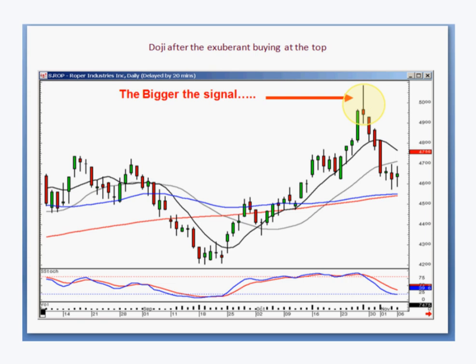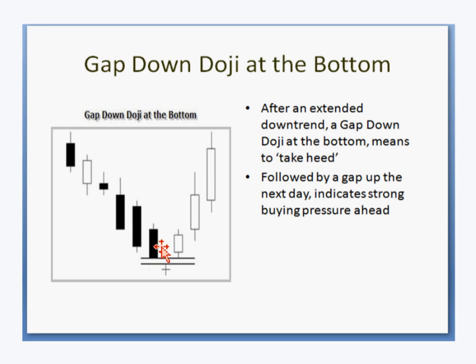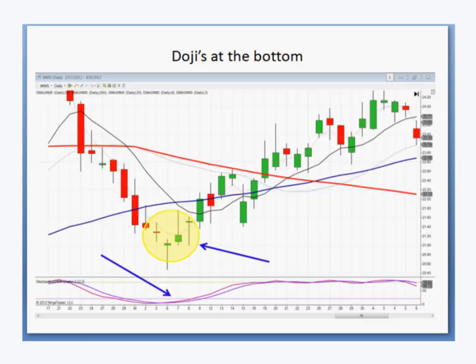Now that's dojis at the top. Dojis at the bottom have a different concept. What we need to see the next day is bullish confirmation. So here very simply, you see some dojis in the oversold condition starting to move away from the T-line. We're looking for bullish confirmation.